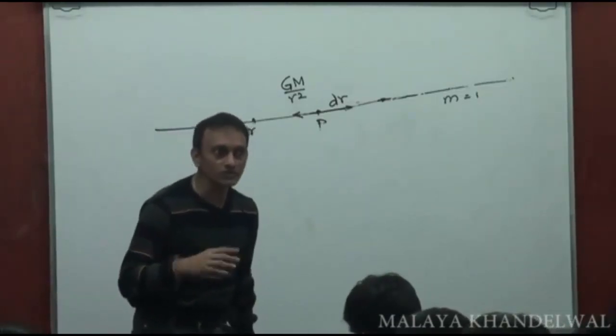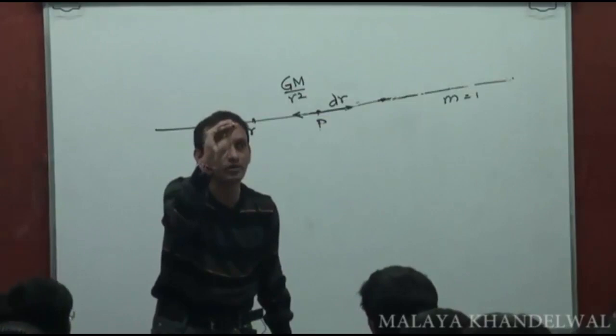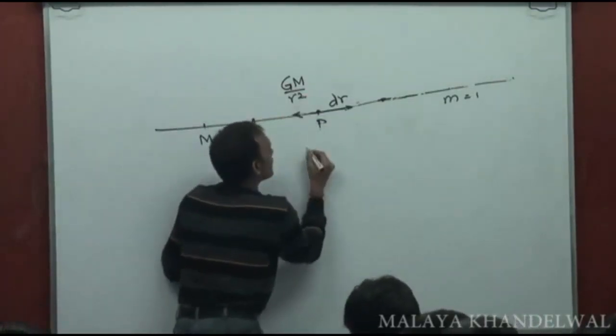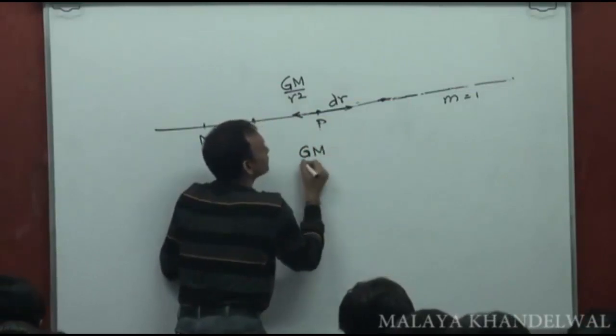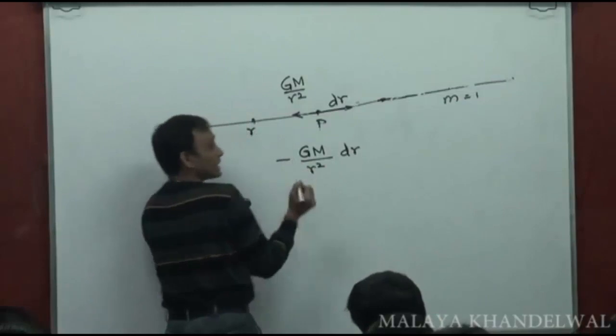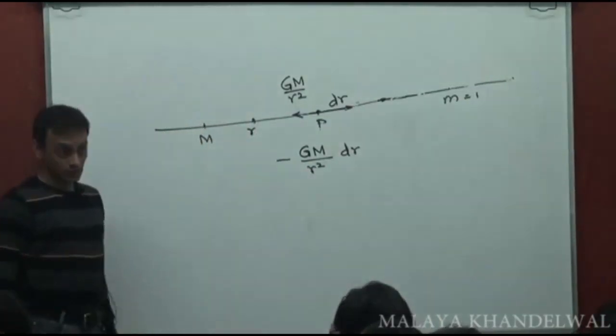Are you fine with these ideas? I hope you are not getting lost in the maze of all of this, right? So the work done by the gravitational pull is like GM by r squared into dr with a minus sign, right?